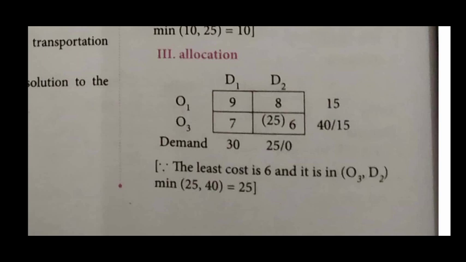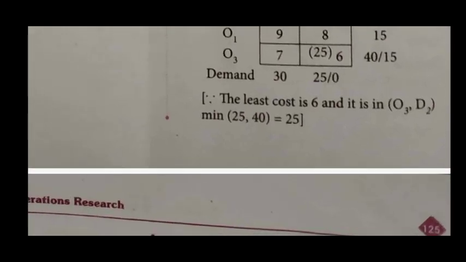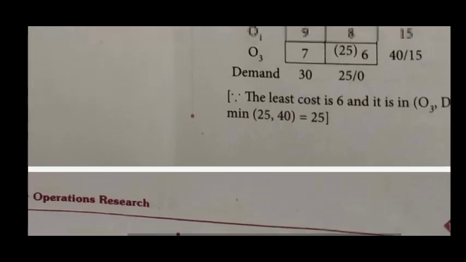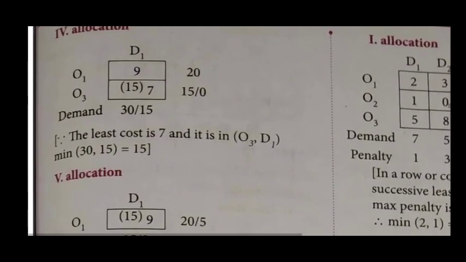Now the minimum cost is 6. Okay, 6 lies in D2 and O3. So here the minimum of 25 and 40 is 25. Therefore we are allocating 25 for that column, and after subtraction we are getting 0 in D2. Therefore D2 is eliminated. Now we are getting D1 as 9 and 7.